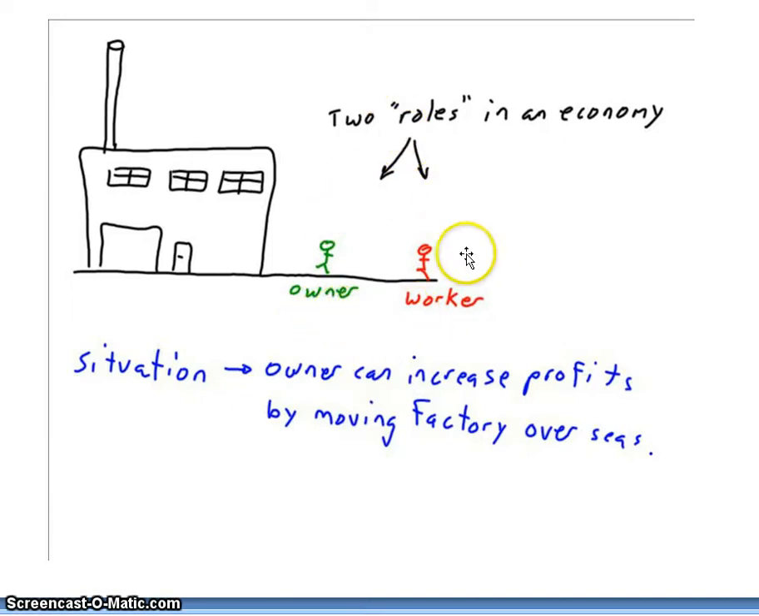So we've got two roles in the economy. We've got the owner and the worker. And let's say the situation is, which is very much in the news in the past 10, 15 years or so, that the owner can increase profits by moving the factory overseas. So here the factory is in America. Here's an American worker. Now the owner sees some opportunity to maybe cut labor costs, move the factory overseas. That would increase the owner's profits.